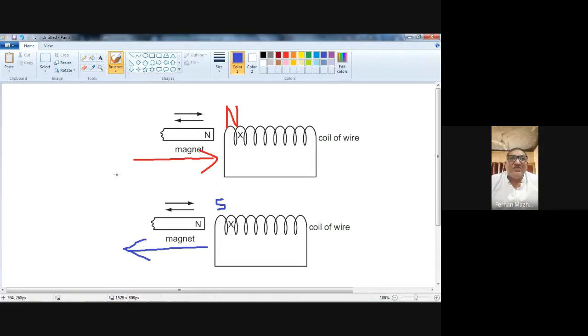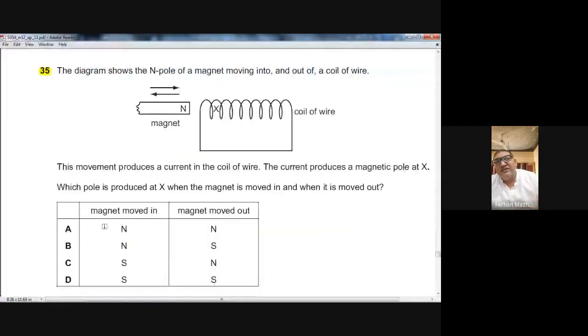So hopefully now you understand. When the magnet moved in, on the X, we will have a north. And when the magnet moves out, on the X, we will have a south. So clearly B is the option. Question number 35, B is the right option, and I hope that you have understood the idea.